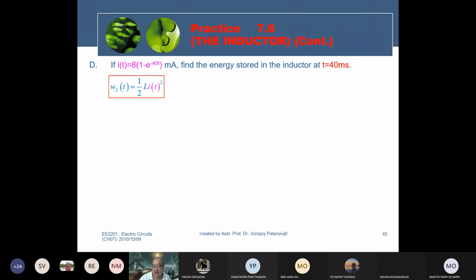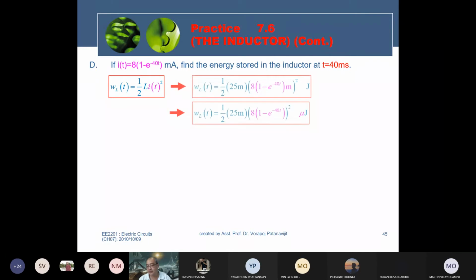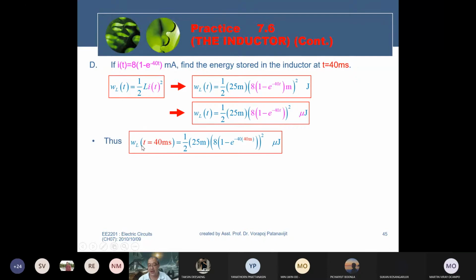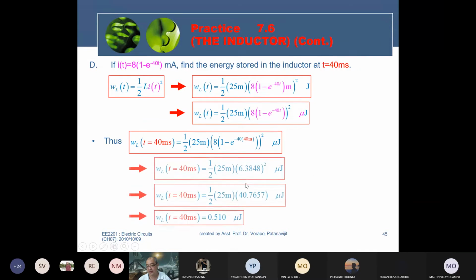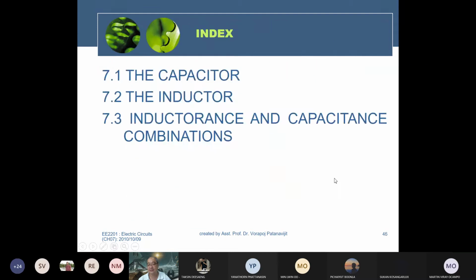0.5 L I squared is given here. The question asks you for the energy at time equal to 40 milliseconds. Remember, you substitute 40 milliseconds here, and the unit of the energy is joule. Substitute them step by step.